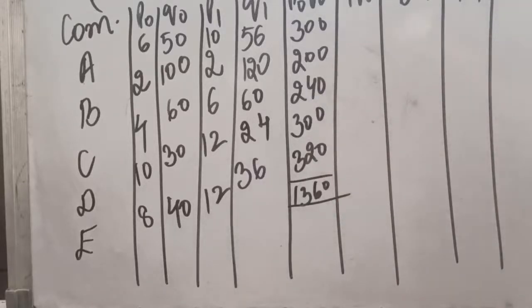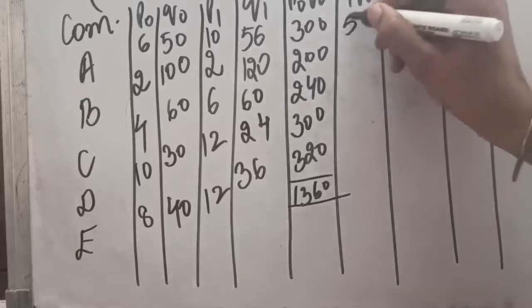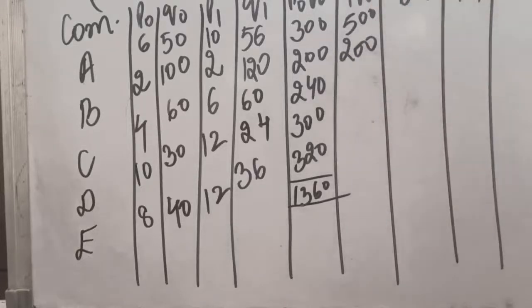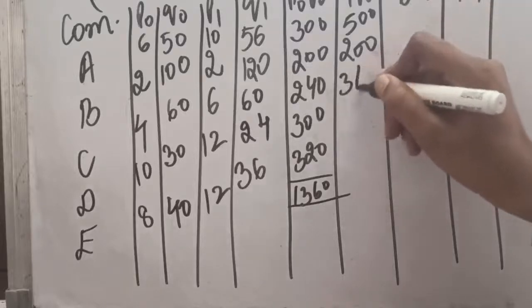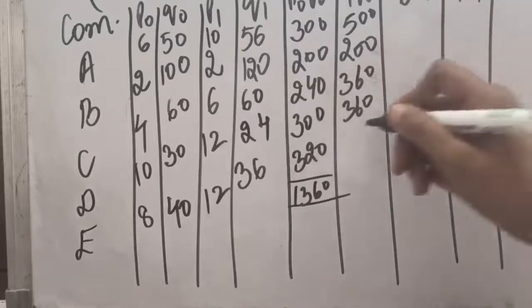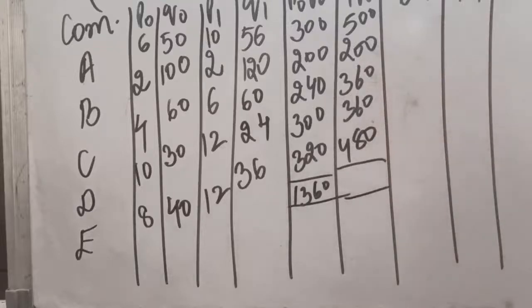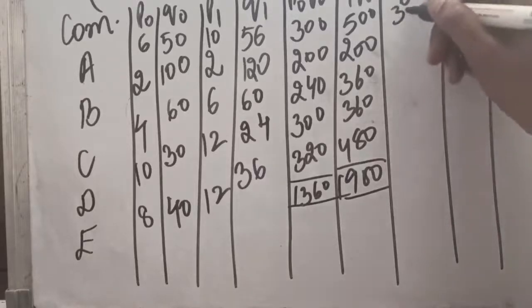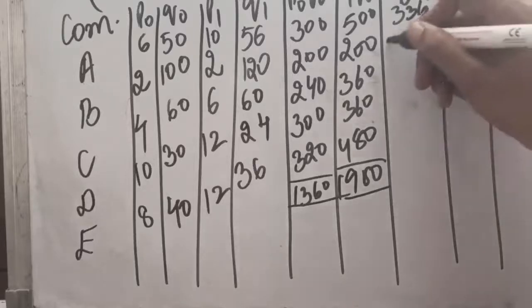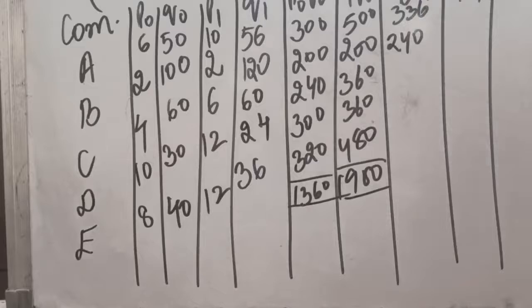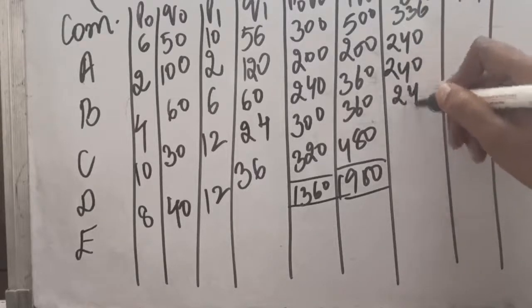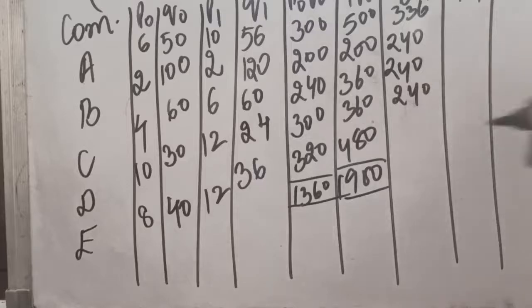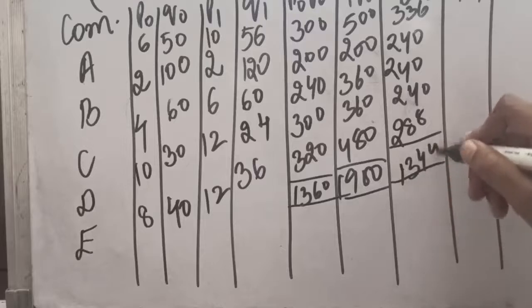Next, let us see P1 Q0: 500, 200, 360, 360 and 480. When we add, this comes out to be 1900. Then is P0 Q1: 336, 240, 240, 240, 288. When we add, it comes out to be 1344.